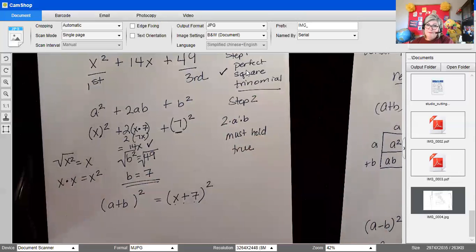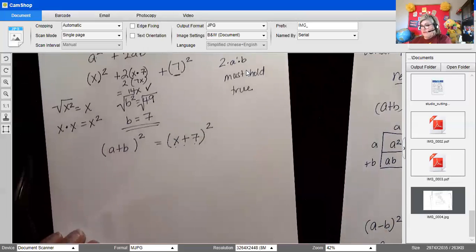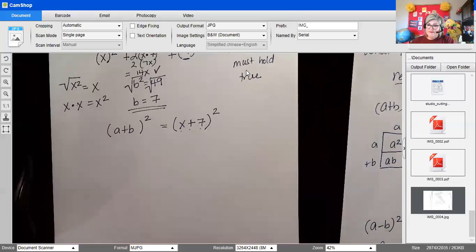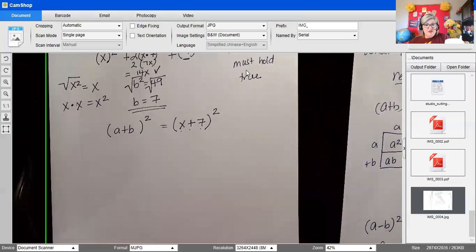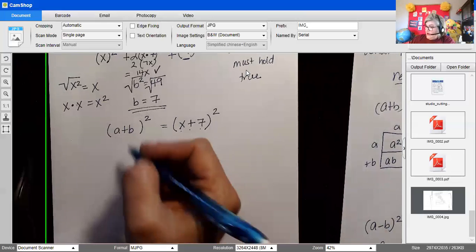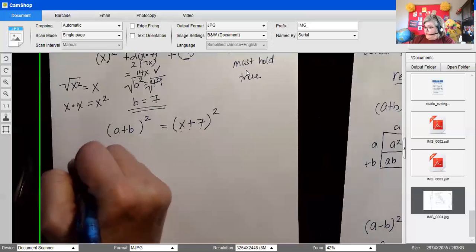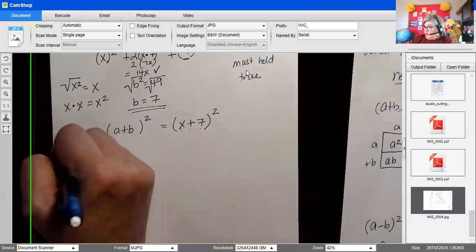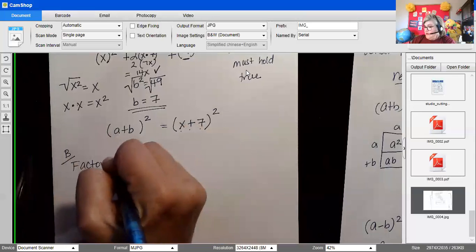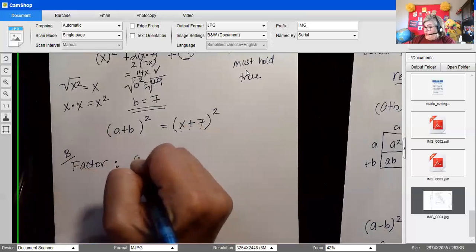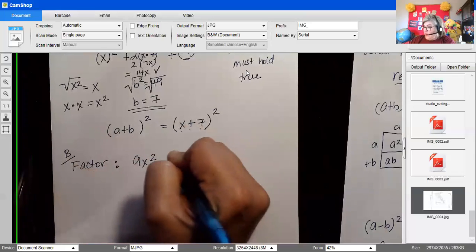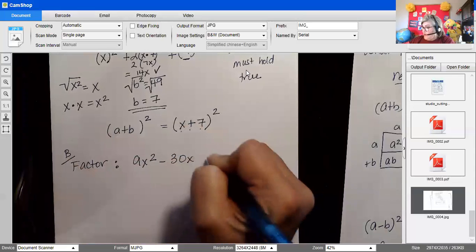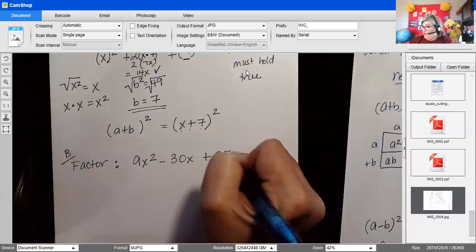All right. So now let's look at the next problem. It's asking us to factor. We're still in example 1. This is just part B. Factor 9x squared minus 30x plus 25.